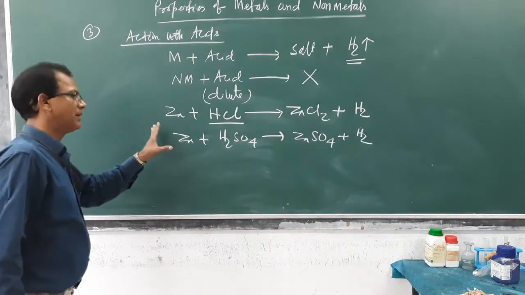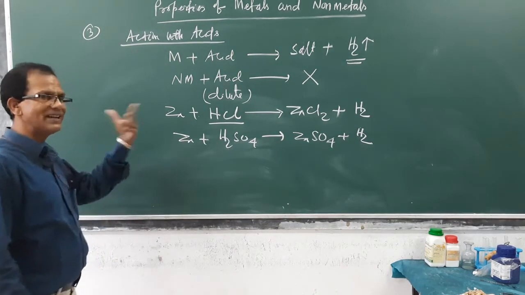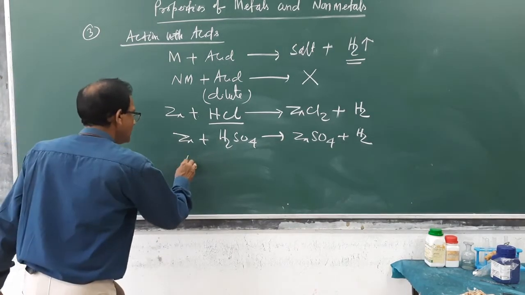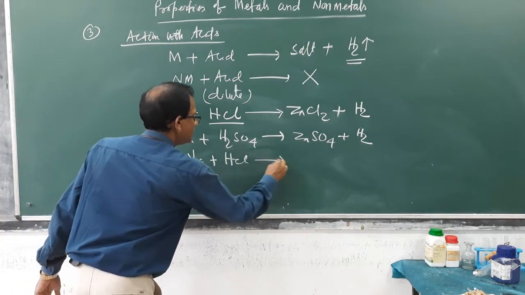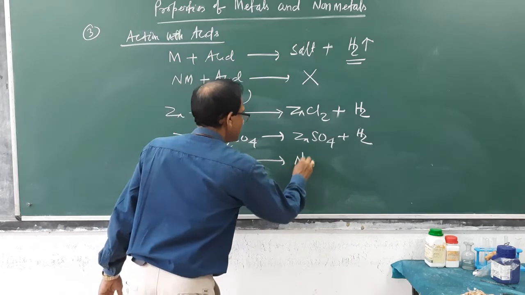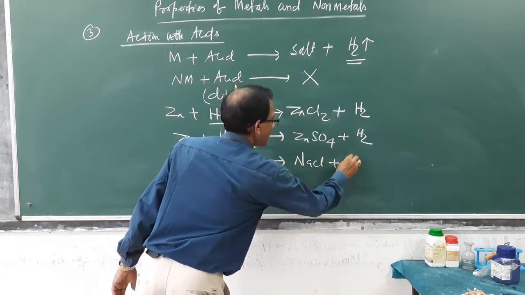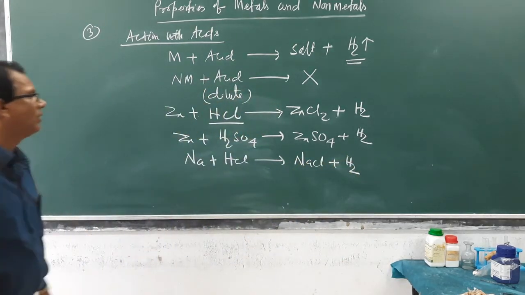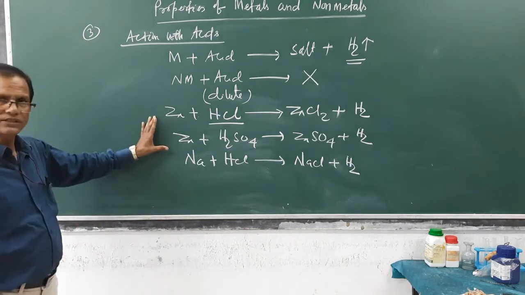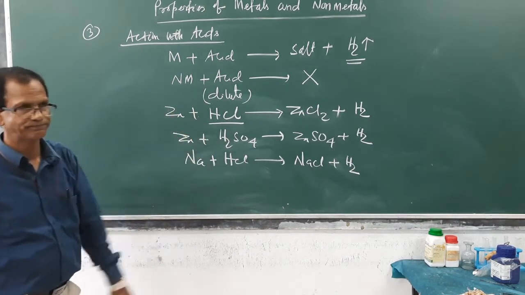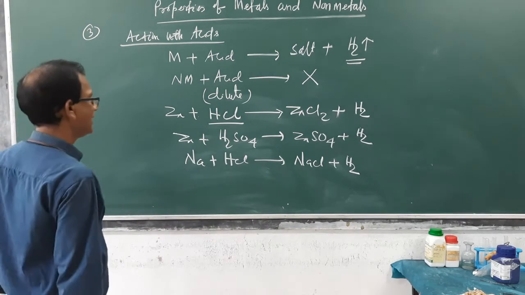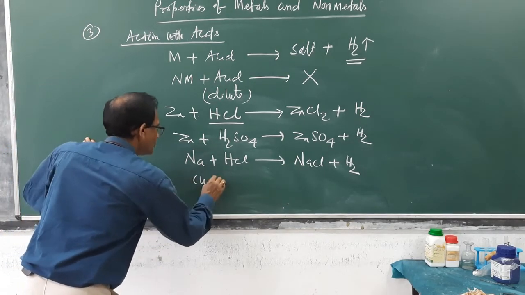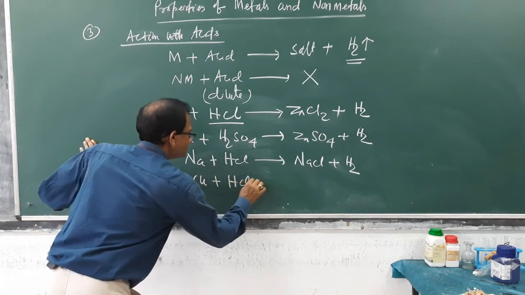So, with any acid, if you take a very reactive metal, such as sodium and hydrochloric acid, the reaction will be very fast, giving sodium chloride and hydrogen. So this is the reaction of metals with acids. Some metals do not react, that is copper with HCl, no reaction.